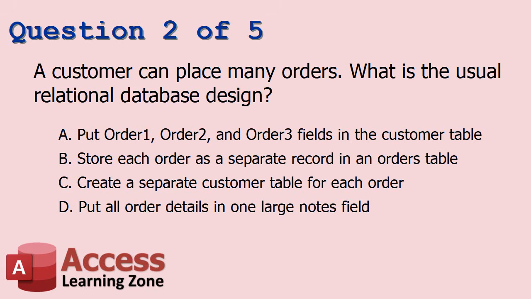Question 2. A customer can place many orders. What is the usual relational database design? Put order 1, order 2, and order 3 in fields on the customer table. Store each order as a separate record in an orders table. Create a separate customer table for each order. Or put all order details in one large notes field.